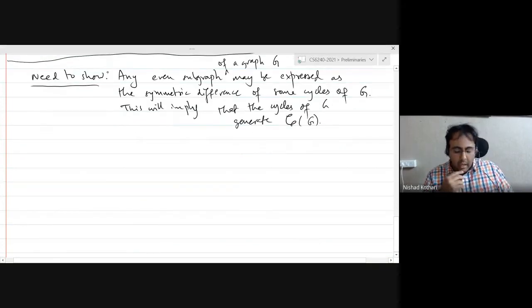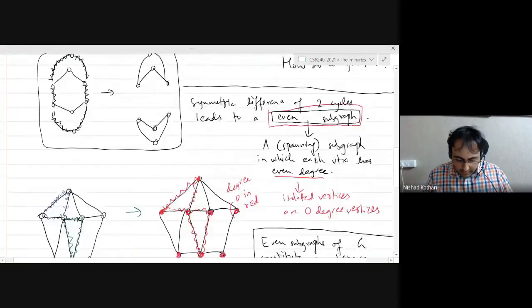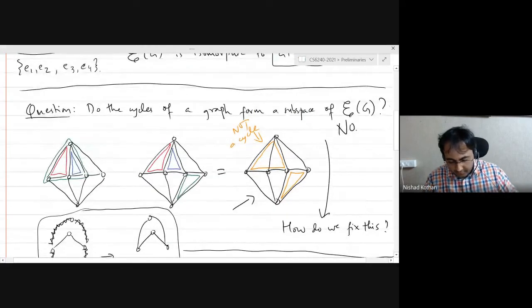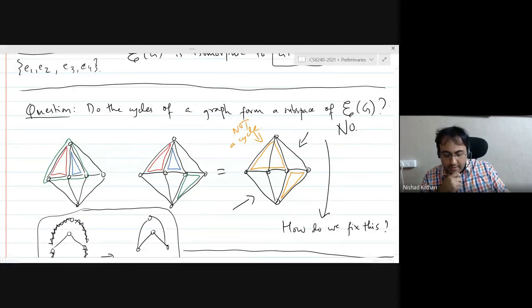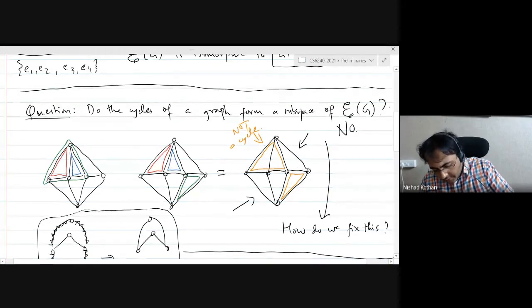Okay, so let's go to an example that we did before. Let's take a look at this graph here. So notice that the orange colored subgraph, which is an even subgraph, is the symmetric difference of these three cycles: red, blue, and green, right? But in fact, it is just a union of two cycles. Sure, it is a symmetric difference of three cycles, but it is also the disjoint union of two cycles.